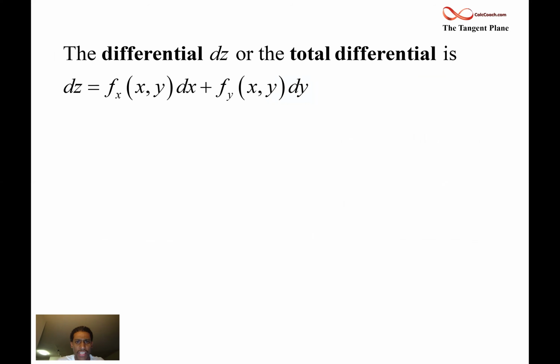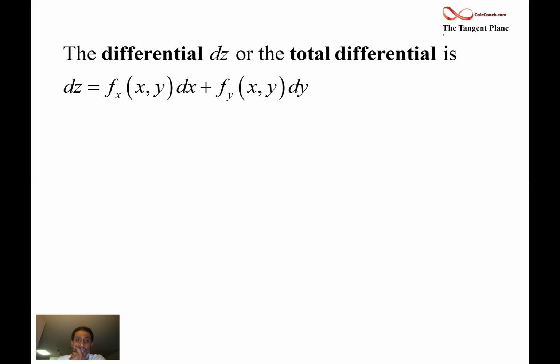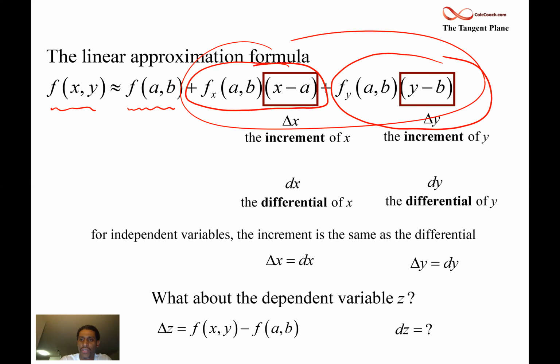The differential dz is called the total differential, and it's equal to the partial derivative with respect to x times dx, plus the partial derivative with respect to y times dy. Looks very familiar from what's here. You see, the function is approximately equal to the original value of the function plus the differential, the total differential. Together, these pieces make up what's called dz.